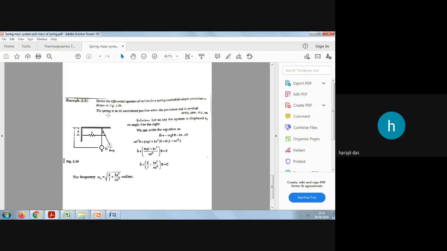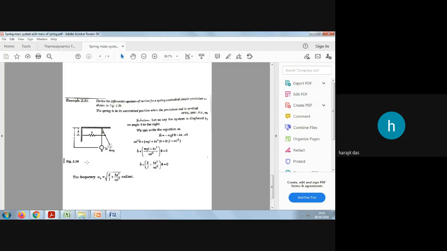Understood? So now you are asked to find out... the spring is in its unstressed position when the pendulum rod is vertical. Yes, it is written. Actually, the basic diagram is by this line, means there will not be any dotted circle or dotted line. So only the unstressed spring and this vertical pendulum will be there in your question. So you are asked to find out the differential equation, or the equation of motion, and the natural frequency of this system.